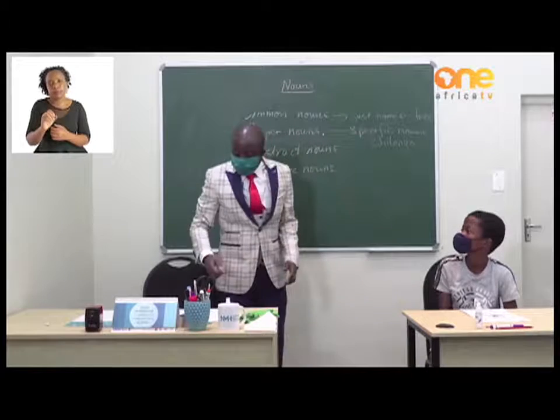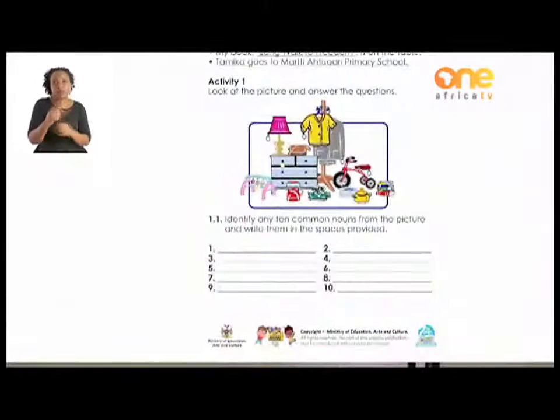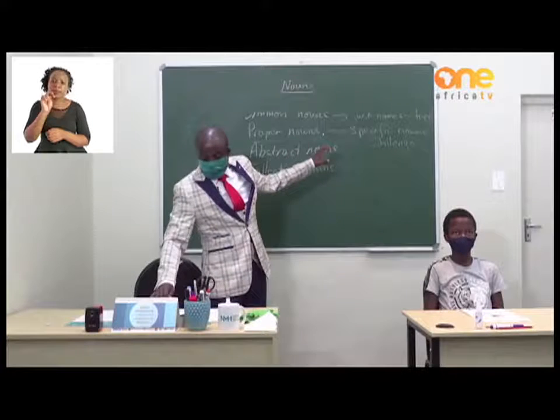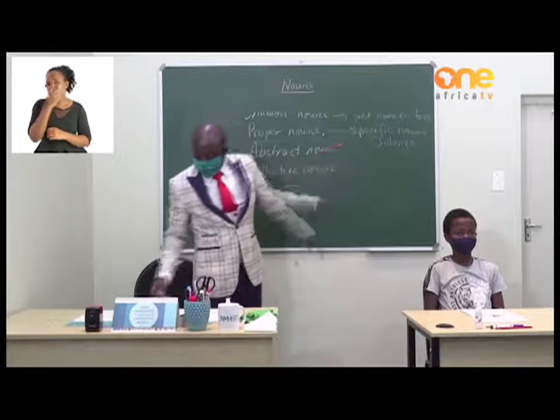All right. Now, on activity 1, it says, look at the picture and answer the questions. There are some pictures there. Question number 1 says, identify any 10 common nouns from the picture and write them in spaces provided. Common nouns. We are only looking at common nouns from the pictures, not proper nouns.